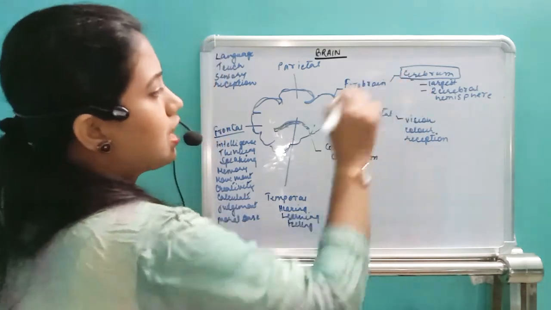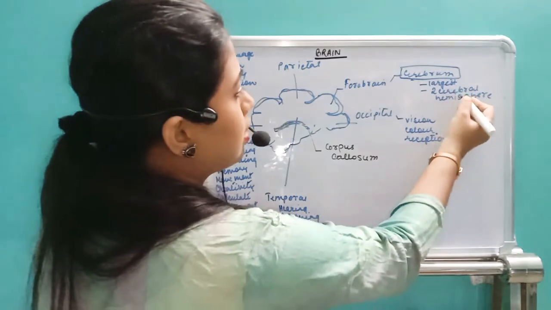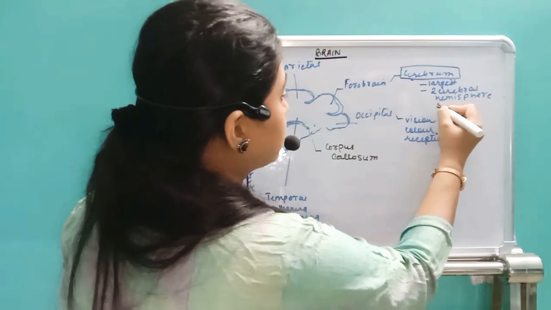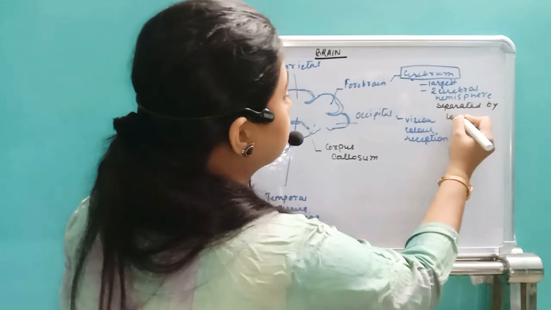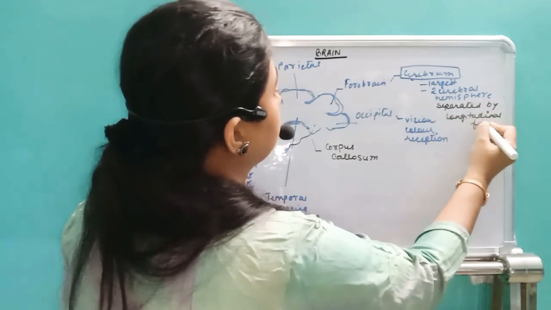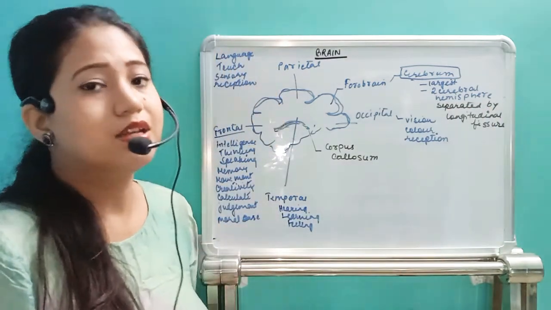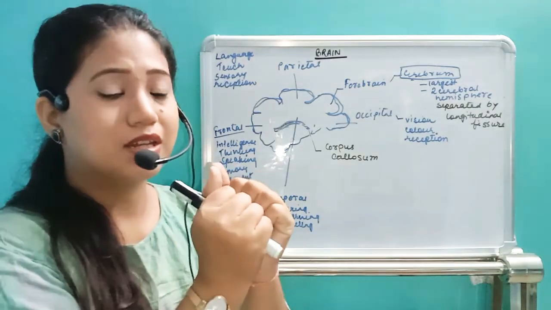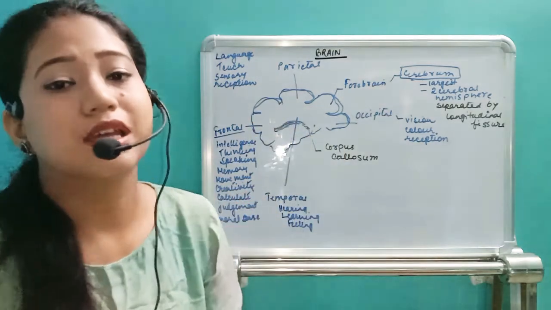Okay, so what I had told here about the cerebrum, that it is the largest part, and we are going to have two cerebral hemispheres separated by, how will it be separated? Separated by the longitudinal fissure. Okay, so we have the longitudinal fissure, which is going to divide the cerebrum into two halves, the cerebral hemispheres. Both the two cerebral hemispheres will be connected by the corpus callosum.